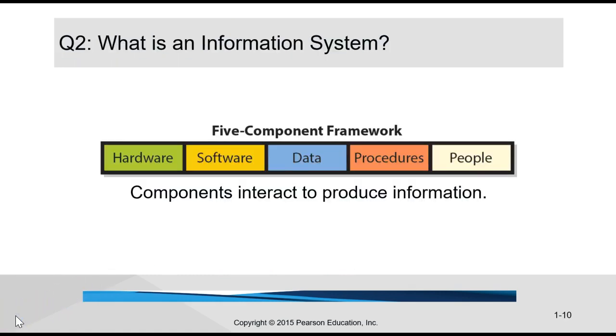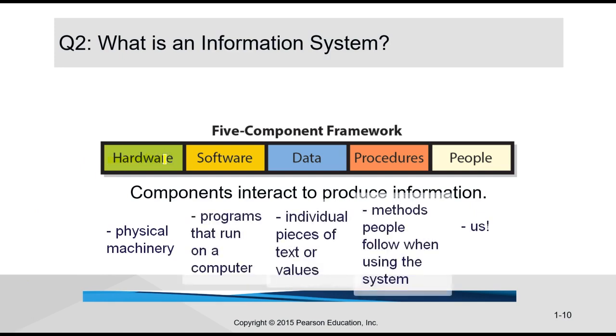Now that we've seen a little background, it's time to define what an information system really is. An information system actually consists of 5 components. The hardware, which is the physical machinery. The software, which are programs that run on a computer. The data, which are individual pieces of text or values. These can represent anything, quantities, names, and so on. Procedures, the methods that people follow when using the system. And people, that's us.